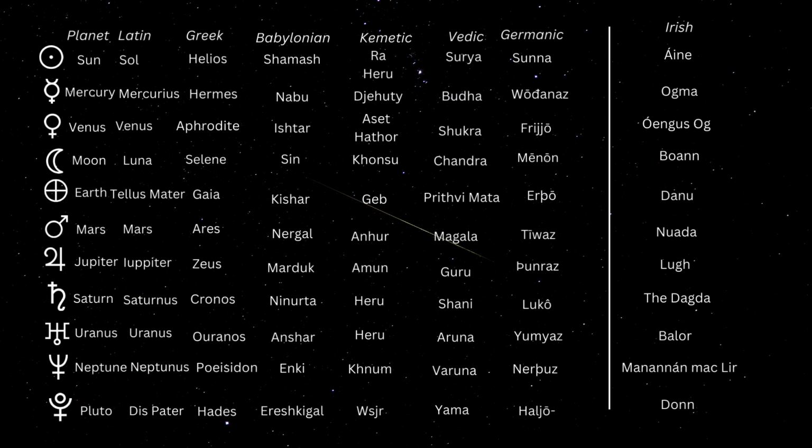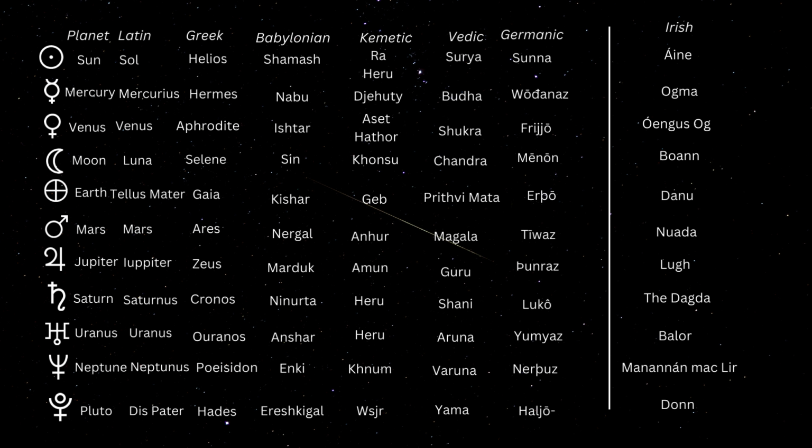You see on the left side here, we have the different symbols for the different planets, and then the name of that planet in English, followed by the name of the deities associated with that planet in Latin. So we have Sol for the sun, Mercurius for Mercury, Venus for Venus, Luna for the moon, Tellus Mater for Earth, Mars for Mars, Jupiter for Jupiter, Saturnus for Saturn, Uranus for Uranus, Neptunus for Neptune, and Dispater for Pluto.